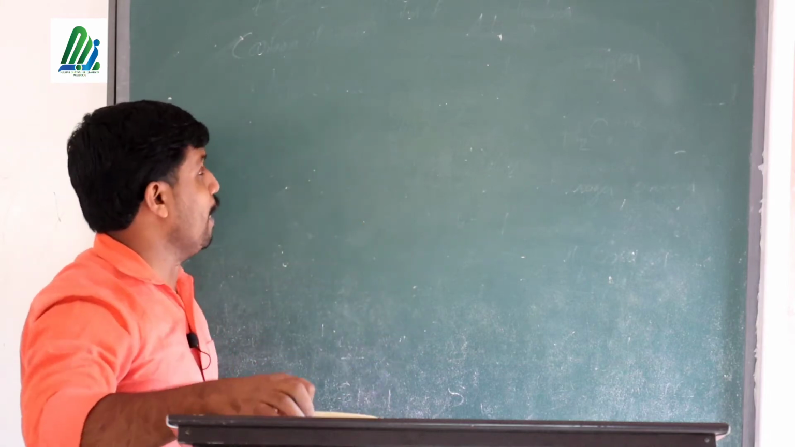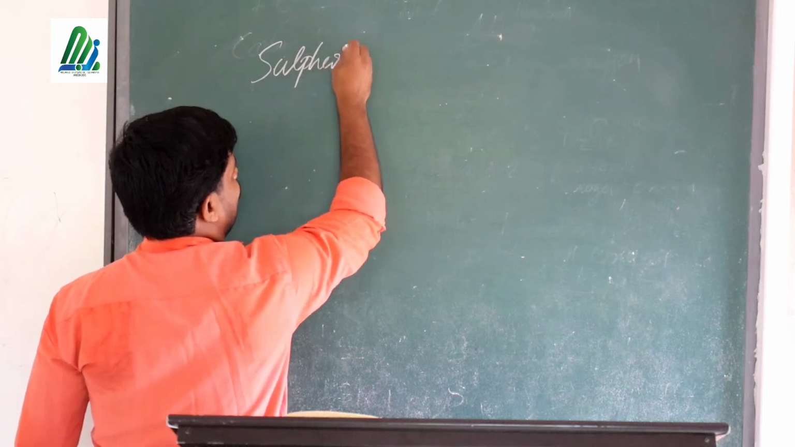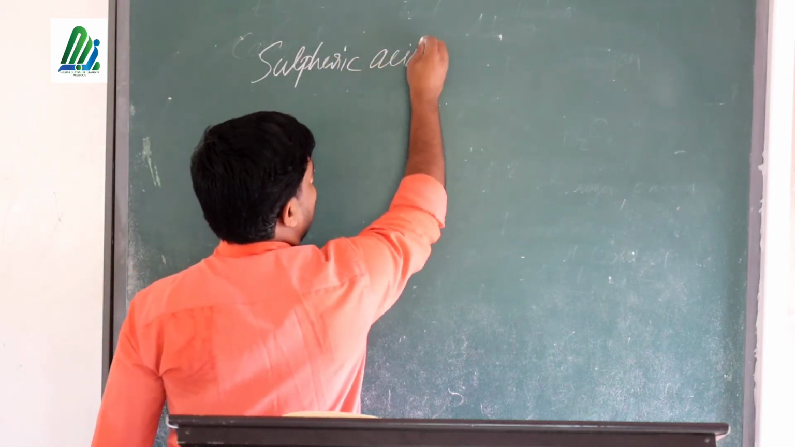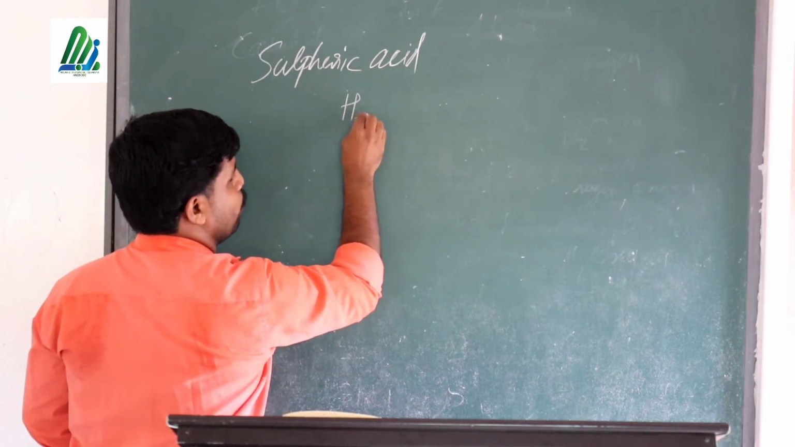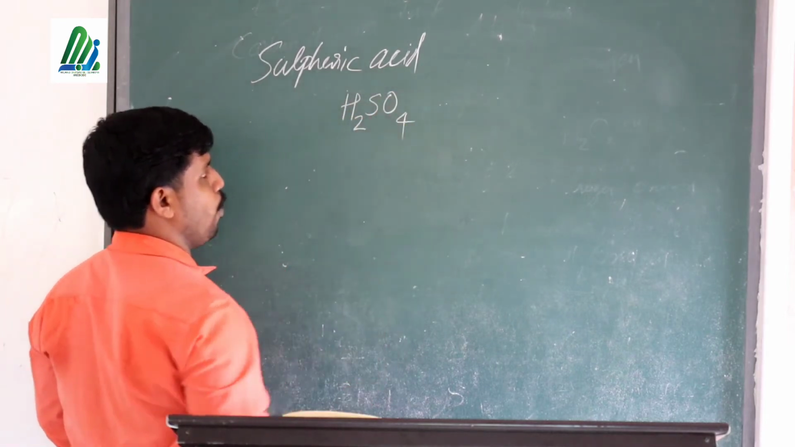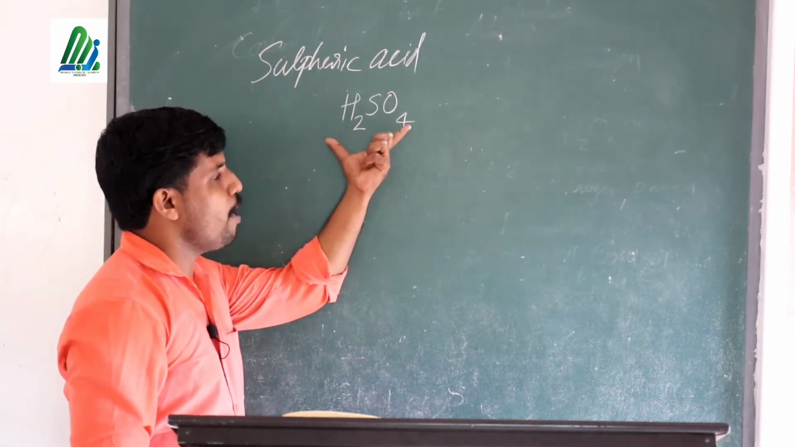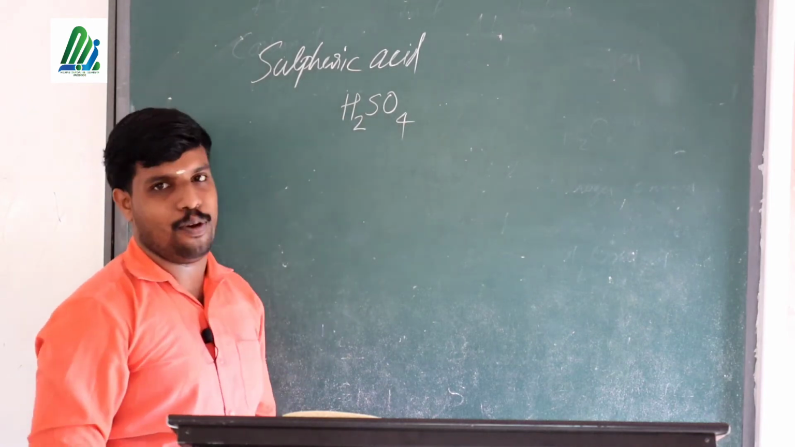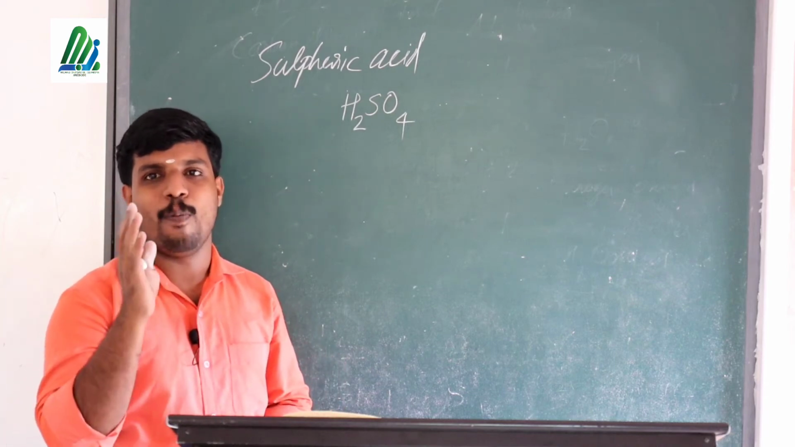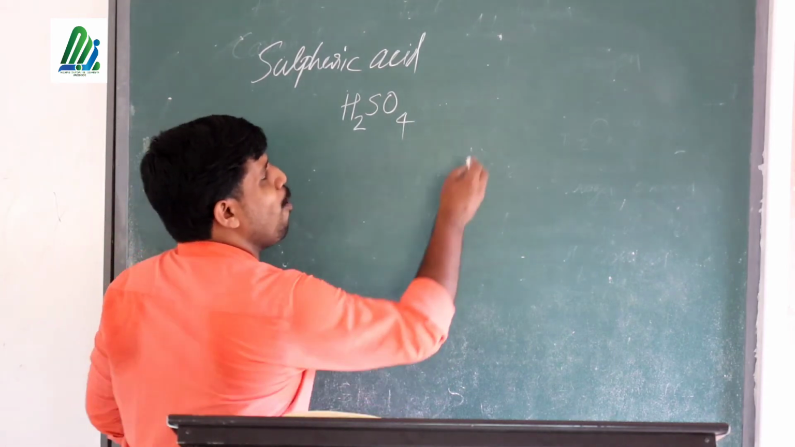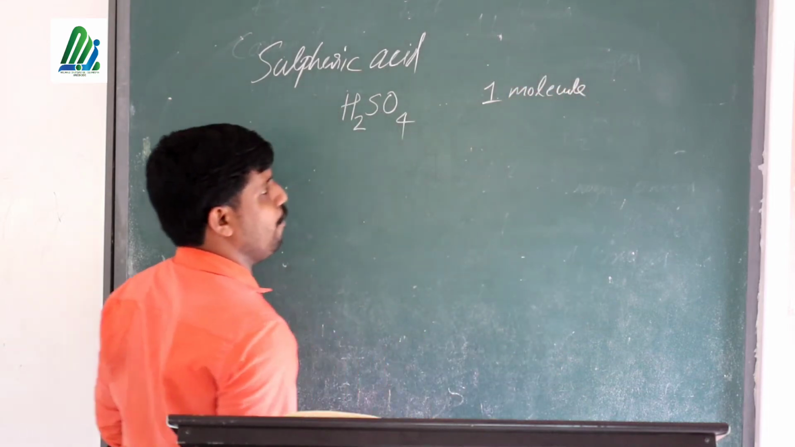Now, all of you have heard about sulfuric acid, the king of chemicals. Sulfuric acid is represented as H2SO4. Now we have to do a problem related to that. H2SO4 is sulfuric acid. How many sulfuric acid molecules are there? Here only one sulfuric acid molecule.